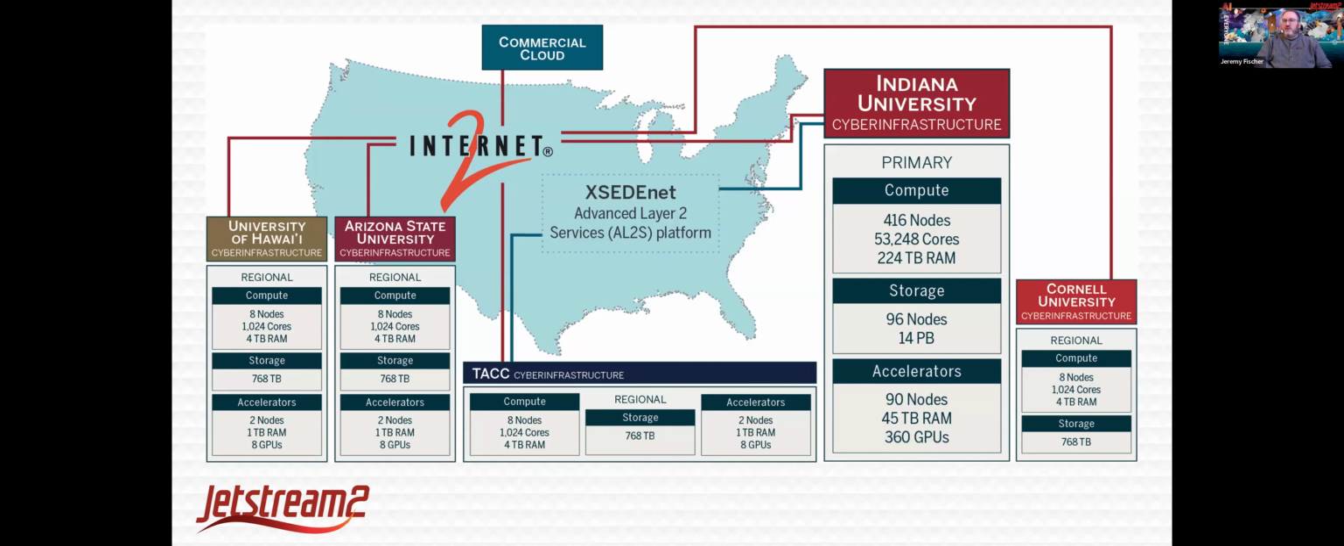This is a high-level look at what Jetstream 2 looks like. So we have the primary cloud at Indiana University. That's where the bulk of the computing is. As you can see, 416 compute nodes, and then 90 accelerator nodes, each with four GPUs. And then we have four regional clouds presently. These are our Jetstream 2 partners that are hosting small deployments of Jetstream 2 locally as test beds and basically local resources for their researchers.